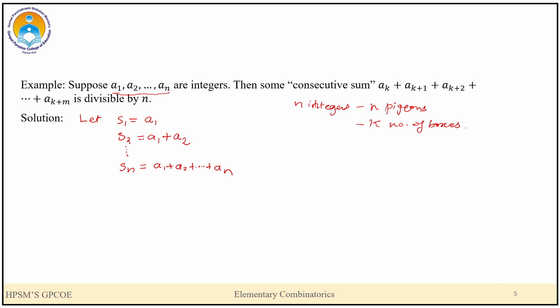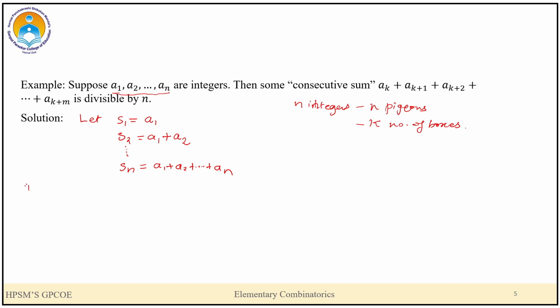Now in case any of the sums are divisible by n, we are done. That is what we wanted to prove, that some consecutive sum is divisible by n. So if any of the sums is divisible by n, what do we mean by being divisible by n? The remainder has to be 0. So if the remainder is 0, then our statement is proved. If not, then we have to apply the pigeonhole principle.